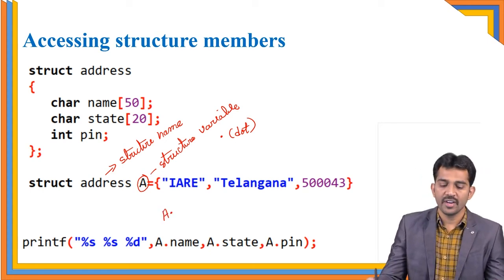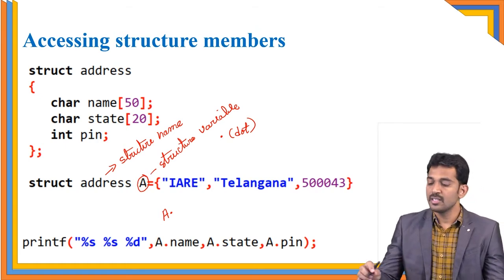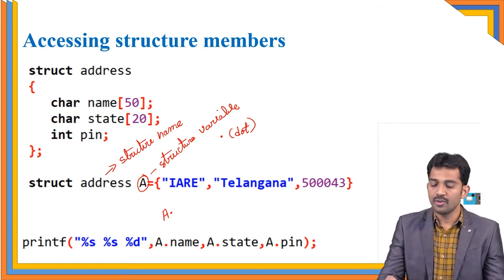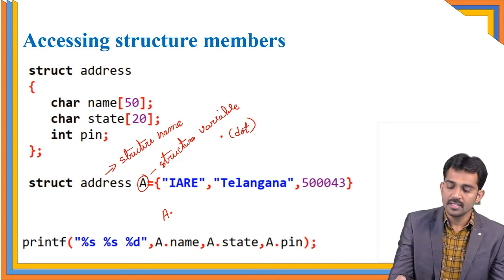Which field you want? For example, name or state or pin. See how it is going to store the data. If you observe clearly, see, it is going to allocate the memory like this.